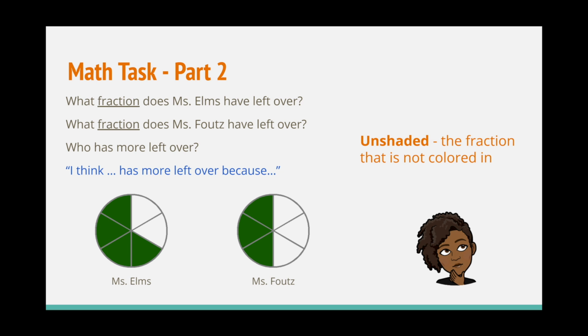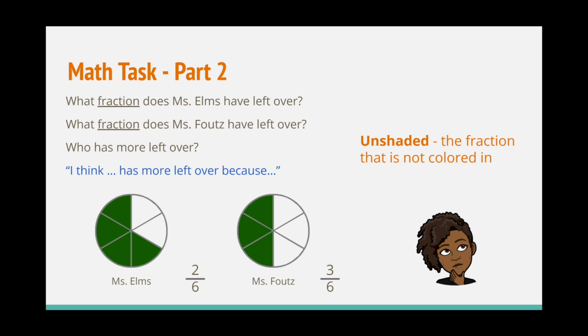What fraction does Miss Elms have left over? And we talked about the word unshaded. That's the fraction that is not colored in. In this case, the white part is the part that is left over, or that is unshaded or not colored green. Miss Elms has 2/6 of her pizza that was not eaten, that's left over. Miss Fouts has 3/6 of her pizza left over, or 3 pieces that she did not eat.